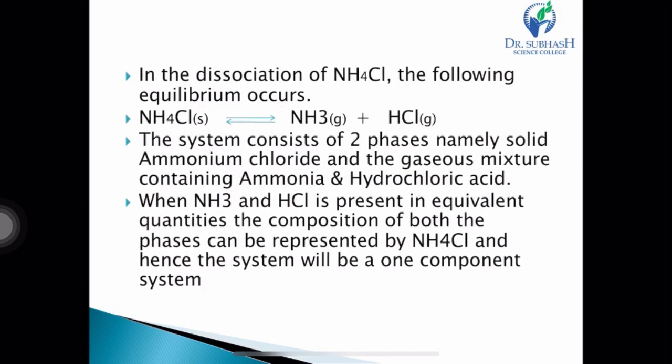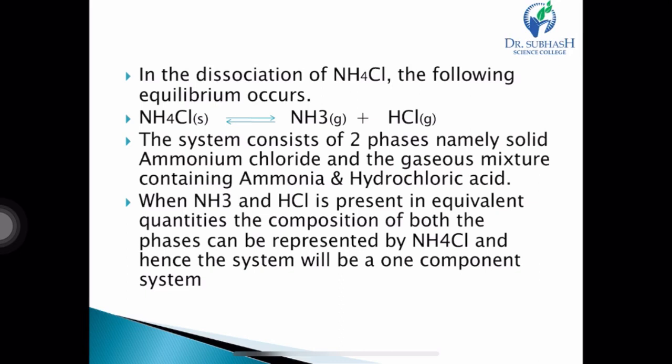Now, in the dissociation of NH4Cl, the following equilibrium occurs. NH4Cl solid forms NH3 gas plus HCl gas. So how many phases are here? The system consists of two phases, namely solid ammonium chloride and the gaseous mixture containing ammonia and hydrochloric acid. When NH3 and HCl are present in equivalent amounts in the gas phase, it can be expressed by NH4Cl. So the system will be a one component system.